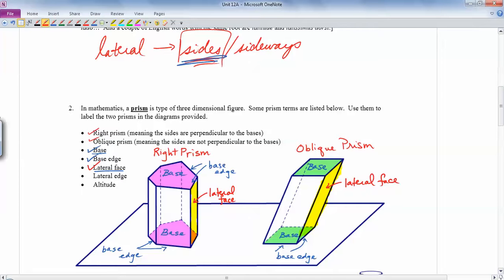Lateral edge. Those are the edges that are going up and down, connecting the bases. Let me use a different color. So these things right here would be lateral edges.